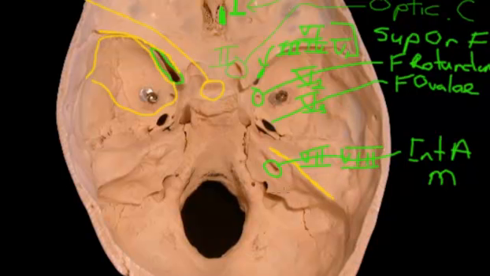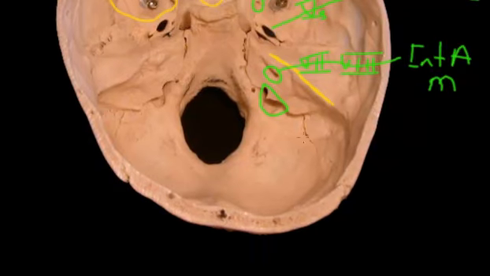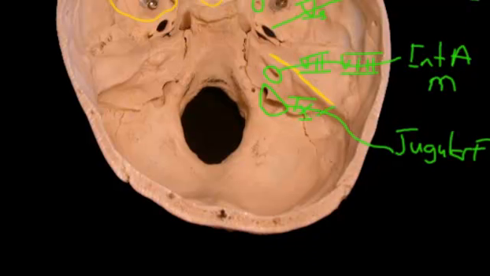And we come to the very last foramen for cranial nerves, which is this foramen here with its raggedy looking edges, and that is called the jugular foramen. And obviously the internal jugular vein leaves through there, and the 9th, 10th and 11th cranial nerves all leave through that foramen there, the jugular foramen.